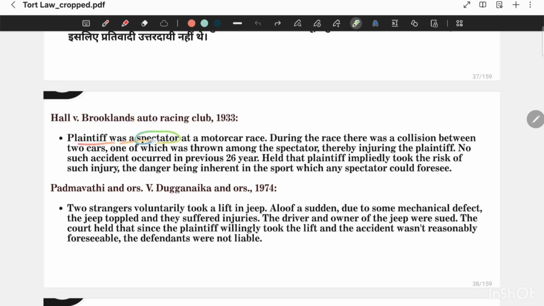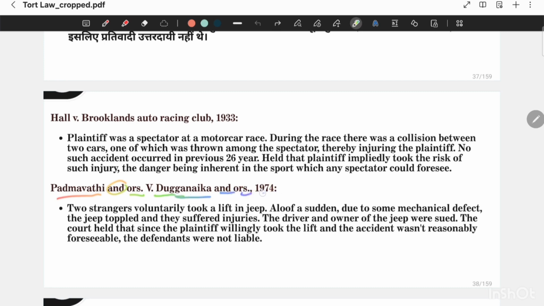The plaintiff was a spectator at a motor car race. During the race, there was a collision between two cars, one of which was thrown among the spectators, thereby injuring the plaintiff. No such accident had occurred in the previous 26 years. Held that the plaintiff impliedly took the risk of such injury, the danger being inherent in the sport, which any spectator could foresee.